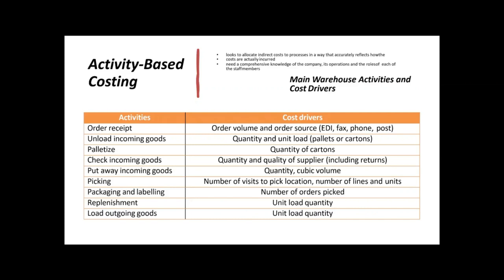This is the main difference between ABC and traditional methods, where in the latter overheads are allocated across all activities as a percentage of cost. With ABC, it is necessary to carry out in-depth studies over a period of time in order to find the relationship between overhead, services, and customers.